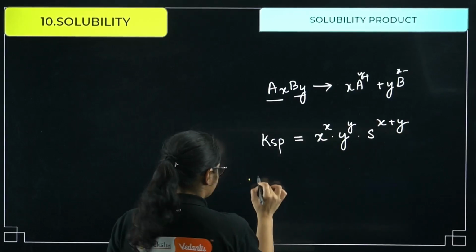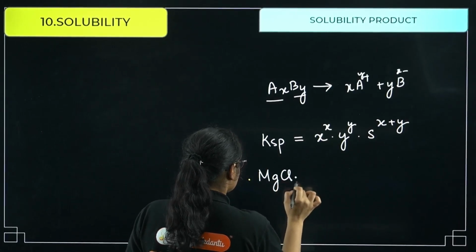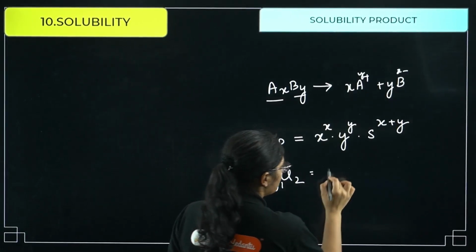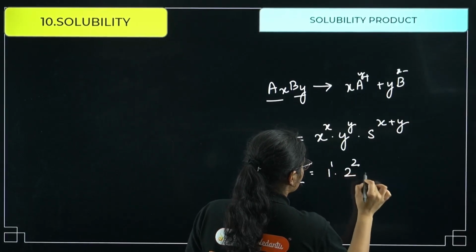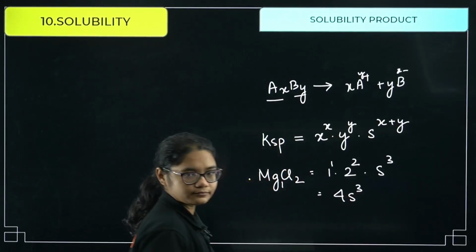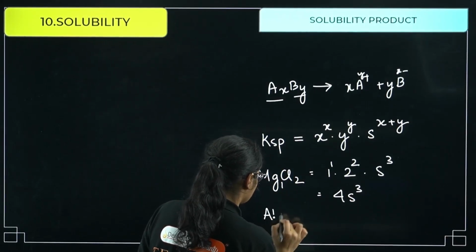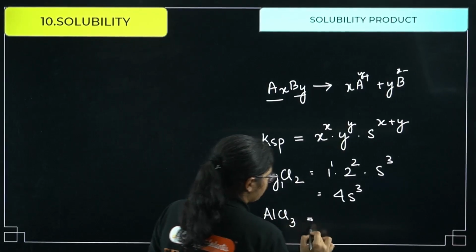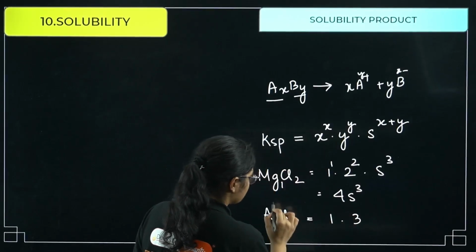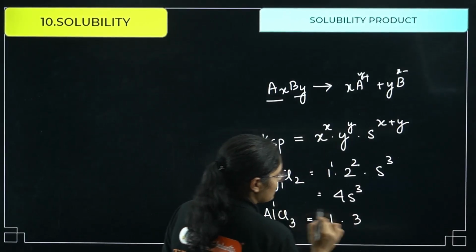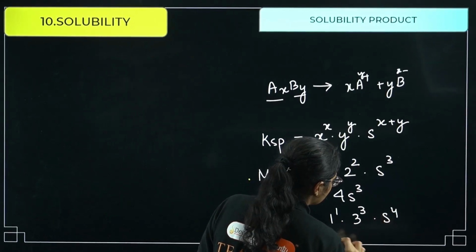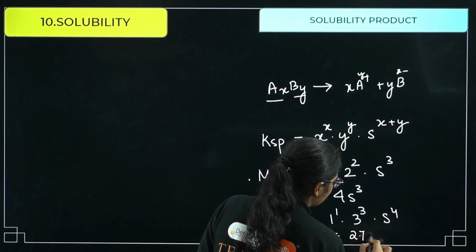I'll give an example. For example, you have MgCl2. Suppose the solubility of this one is S. Here x is 1, y is 2. So 1 to the power of 1, 2 to the power of 2, S to the power of 3. So you have 4S cube. Next you have aluminium chloride. Here we have 1 and here we have 3, x to the power of x, y to the power of y, and you have S to the power of x plus y. So 3 to the power of 3 is 27, so you have 27S to the power of 4.